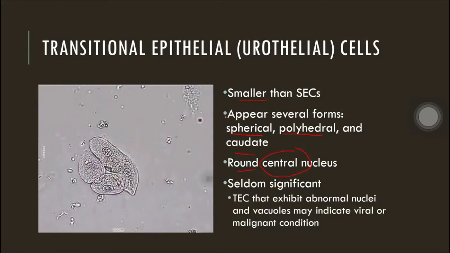Transitional epithelial cells are seldom significant. Their only significance is the normal sloughing of cells of the urothelium. Transitional epithelial cells that exhibit abnormal nuclei and vacuoles may indicate a viral or malignant condition. So take note, although they are seldom clinically significant, if the transitional epithelial cell you observed has abnormal nuclei as well as vacuolation, it may indicate a viral or malignant condition and must be noted and reviewed by a pathologist.